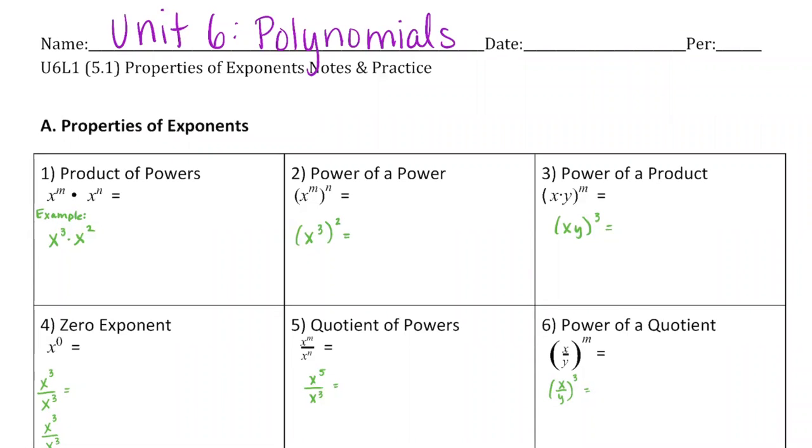Unit 6 is polynomials. Polynomials will be defined with Mrs. Yamasaki in the next lesson. Today we're going to be reviewing properties of exponents or rules of exponents.